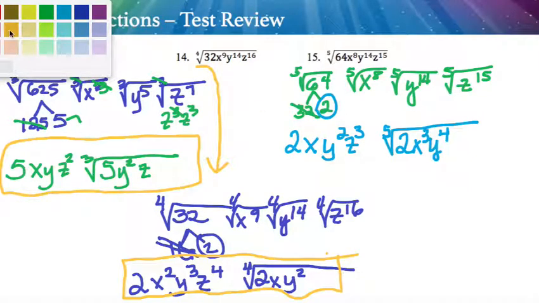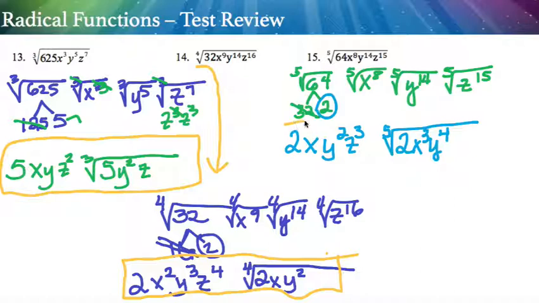So there's my final answer. I've got 2xy squared z cubed, 5th root of 2x cubed y to the 4th.